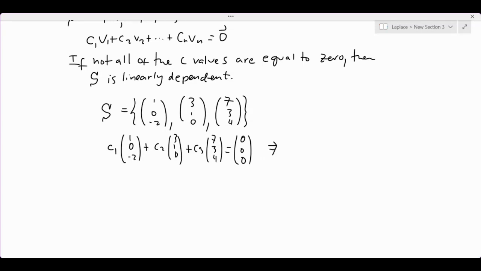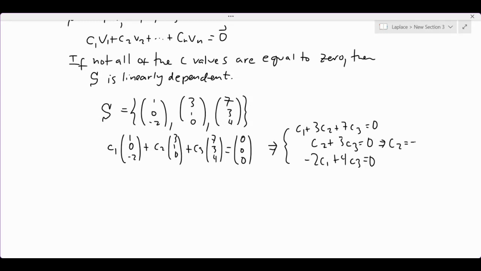This will give rise to a system of linear equations where the first equation is C1 plus 3C2 plus 7C3 equal to 0. For the second equation, we have C2 plus 3C3 equal to 0. And for the last one, we have minus 2C1 plus 4C3 equal to 0. Now, if we express C2 in terms of C3, we get C2 equal to minus 3C3. And if we express C1 in terms of C3, then from the third equation we get C1 equal to 2C3.